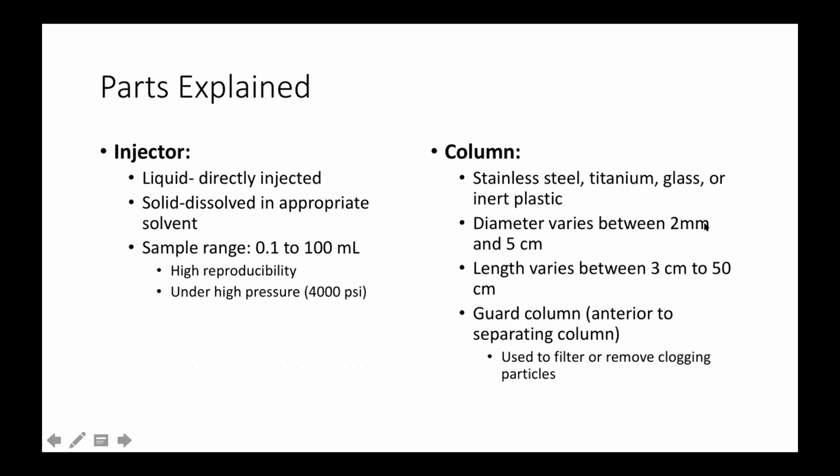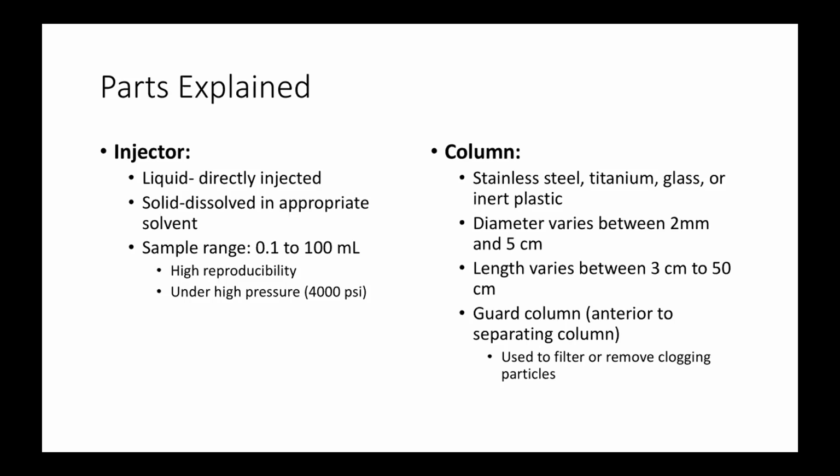So here are a few parts explained. The injector: it has to be liquid, in the aqueous phase. The liquid can be directly injected, whereas if you have a solid that you want to run through, it needs to be dissolved before it can be injected. The sample volume can range from 0.1 to 100 milliliters, and this just allows for high reproducibility. It also does have to be under high pressure, around 4,000 PSI.